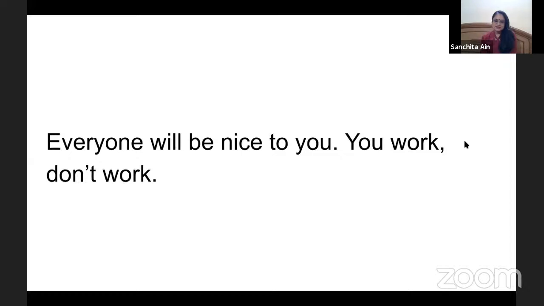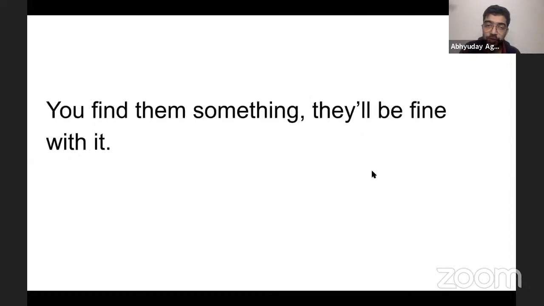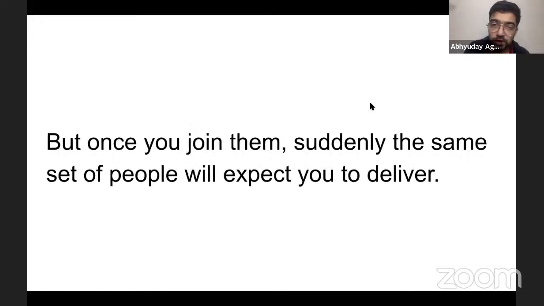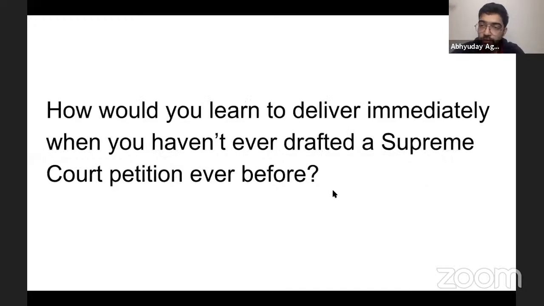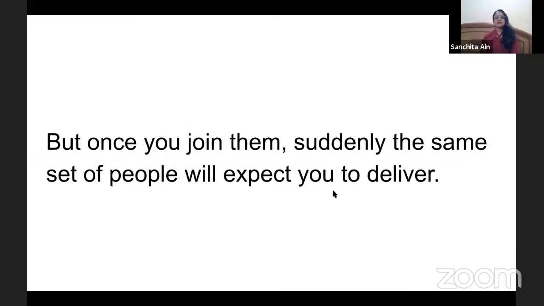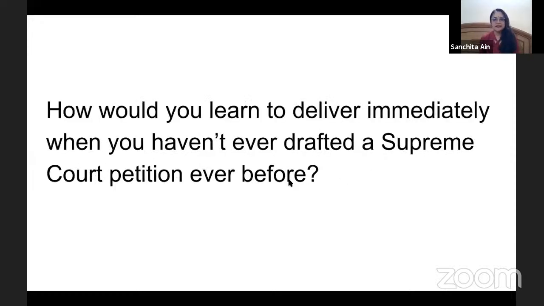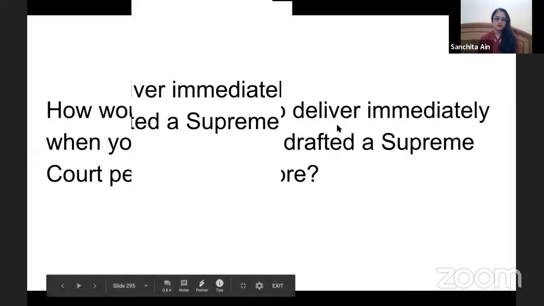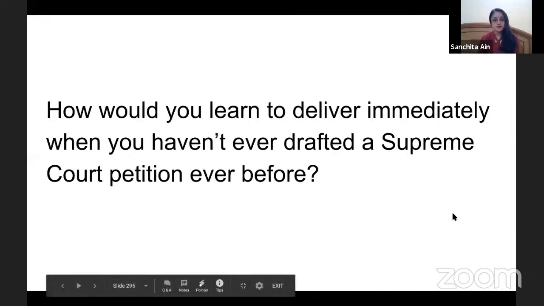Now, how many of you are interested in figuring out how to learn this work? We have been saying, training you won't get, then you should learn. How do you learn? The moment your internship ends and you join, even if you join the same person, the person will then expect you to deliver. Then how do you deliver all of a sudden is the question.